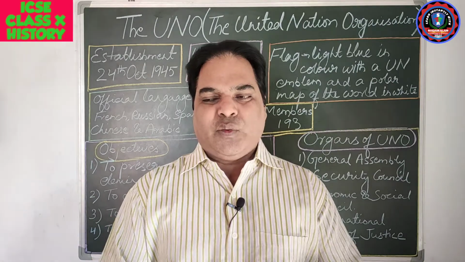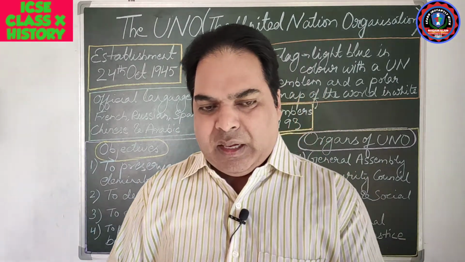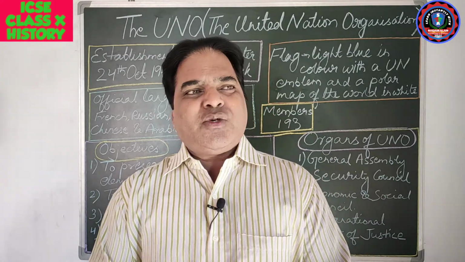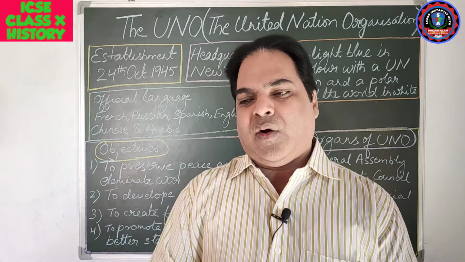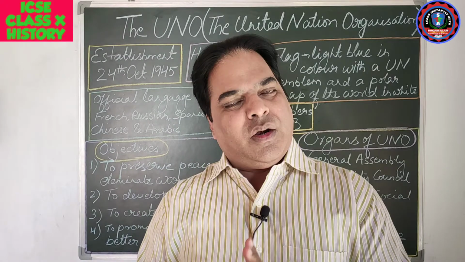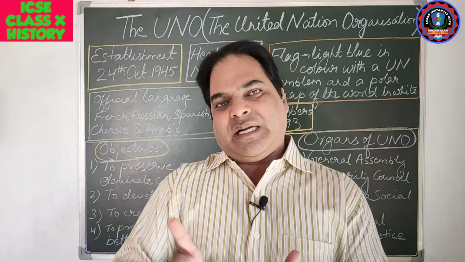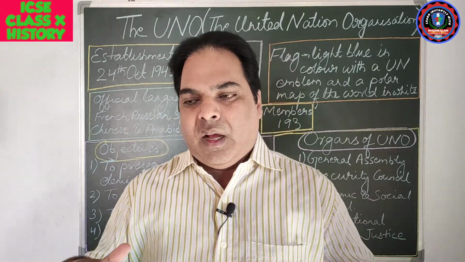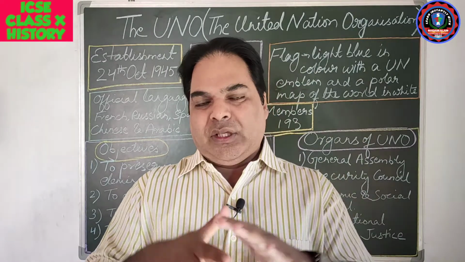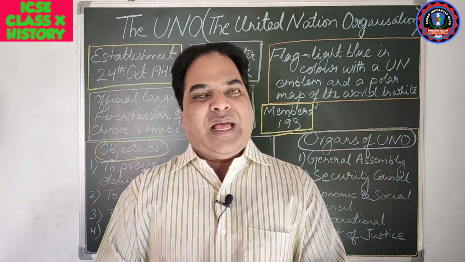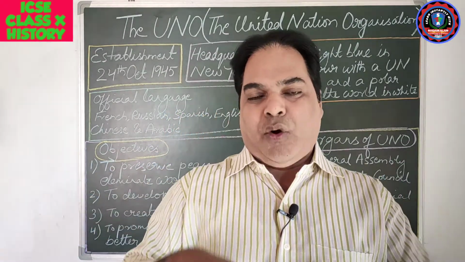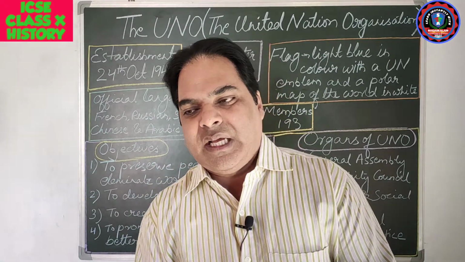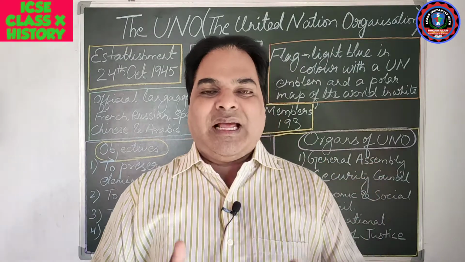For that, initiatives were taken by the big powers, like the President of America, President Roosevelt, and Churchill, the Prime Minister of Great Britain. As for the origin of the United Nations, World War II came to an end in 1945, but the process started from 1941. On 14th August 1941, in the middle of the Atlantic Ocean, two great leaders, President Roosevelt of America and Prime Minister Churchill, met on board a ship. The discussions there resulted in the formation of the Atlantic Charter. Certain guidelines were prepared by these two leaders.